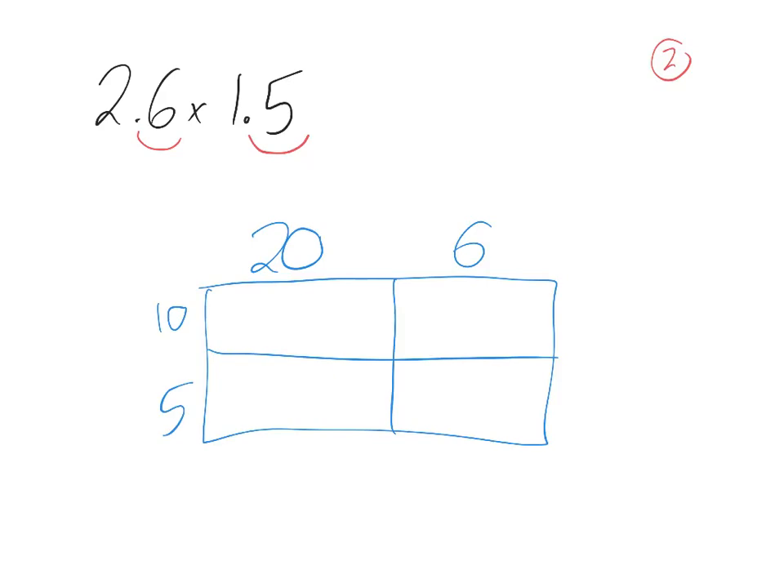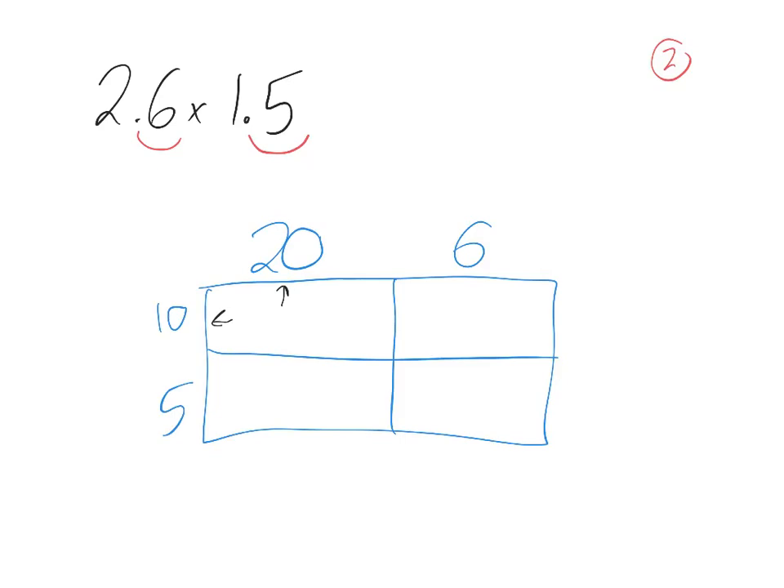Sorry to those viewers out there, I can't control the bells. But we have 20 and a 6 and a 10 and a 5. Now I'm going to do my multiplying. In this first box here, what two numbers am I going to multiply?